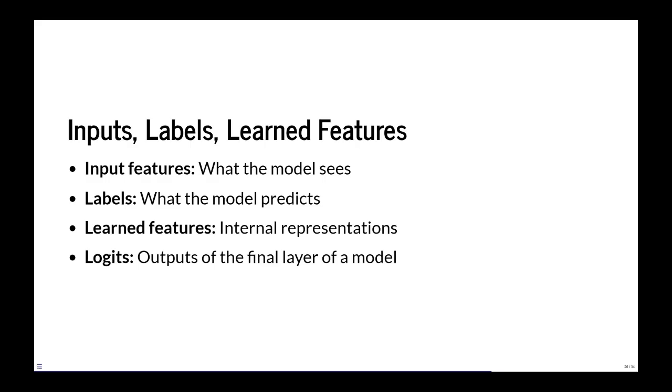We also have these learned features, which are these internal representations or these weights and biases inside of the network, and we can use that to help distinguish different clusters of these learned features to make sure that our models are learning correctly. We also have logits, which are the outputs of our final model. So these are the final variables that we see. In a classification example, these are often the probability of this sample belonging to a specific class.